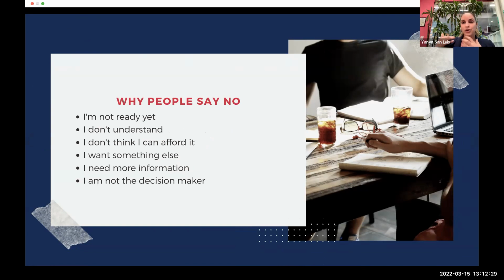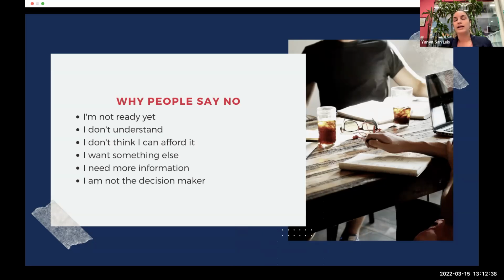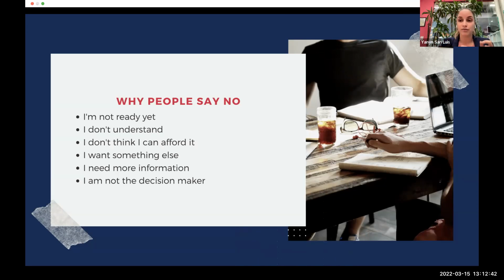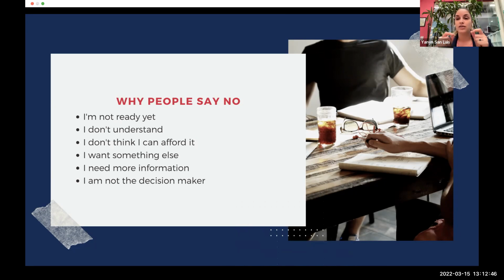So people say no because there's a number of reasons, all that are listed here. But I will tell you the number one reason why people say no is because they did not understand what you were putting in front of them. And when a person doesn't understand, the first initial reaction is to say no, because they don't know what's in front of them. They don't want to feel stupid. Maybe they don't want to ask the questions, or whatever it is.